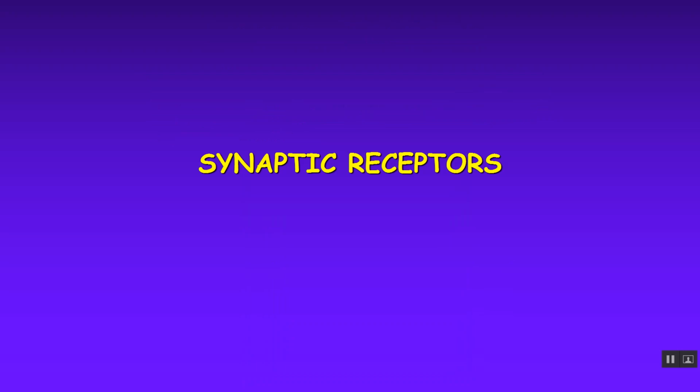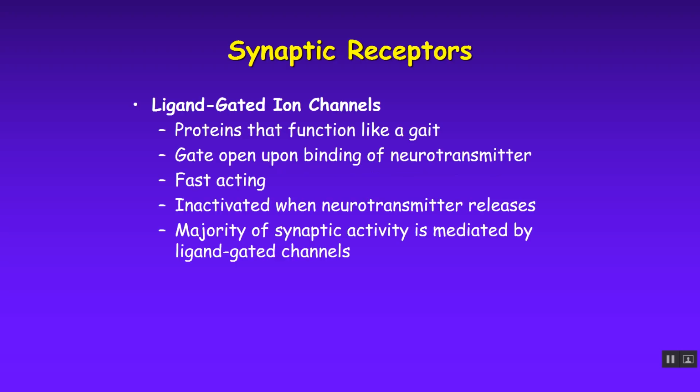Now we're going to talk more about the receptors themselves, okay, the synaptic receptors. What we focused on to this point is primarily what we call the ligand-gated ion channels. These are the proteins that function just like a gate, and the gate opens when you bind the neurotransmitter, and then when the neurotransmitter unbinds, the gate closes. So that's how that works, ligand-gated. Pretty simple. Fairly fast acting. That neurotransmitter doesn't stay there very long. The majority of synaptic activity is mediated by ligand-gated channels.